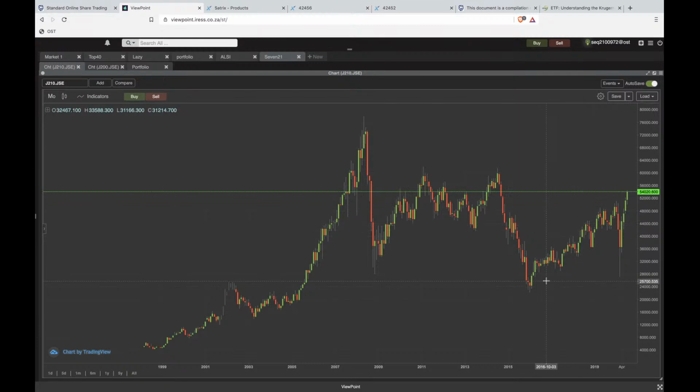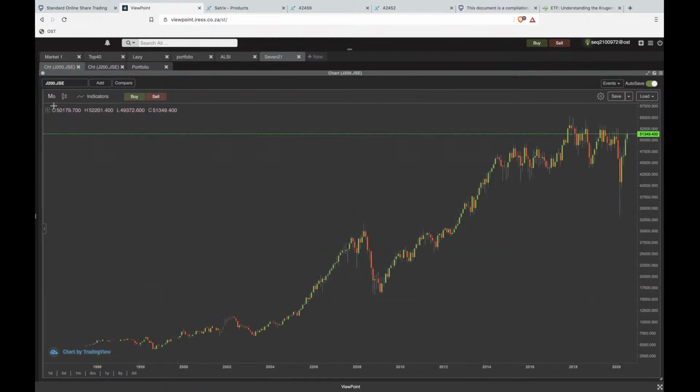But a solid move here, and if we compare that to the J200, which is the Top 40, it's recovered nicely, but it isn't looking like any of those miners at all. I mean, not even looking close to what the miners are looking like. So, as I say, it's there, but not massive.